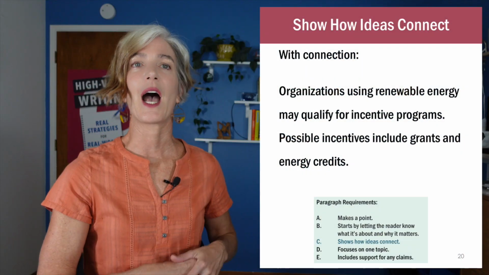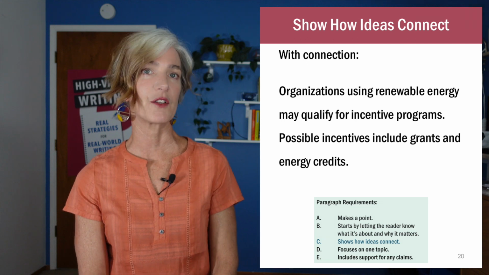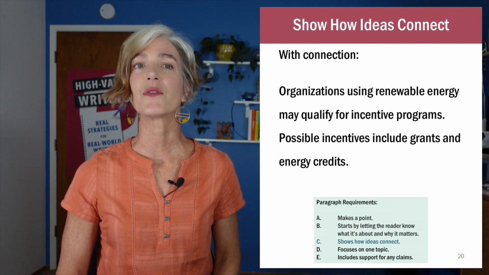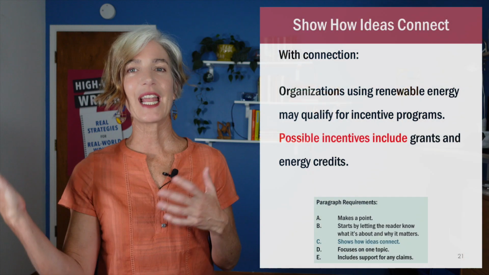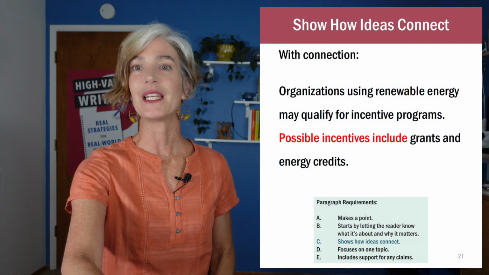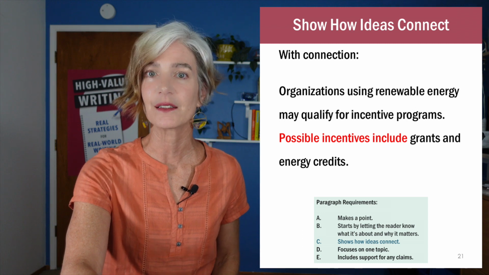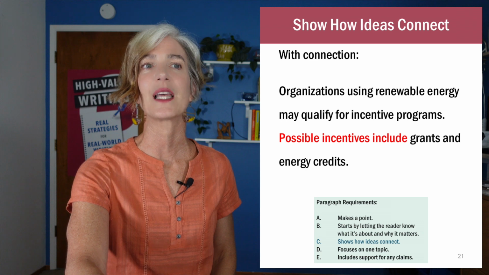If we do that, we'll have: Organizations using renewable energy may qualify for incentive programs. Possible incentives include grants and energy credits. It was impossible for me to get lost that time because I ended sentence 1 thinking about incentives and I began my next sentence thinking about them again. So my brain never really left, and it was because of that "possible incentives include." So let's look at an example of this idea all together.